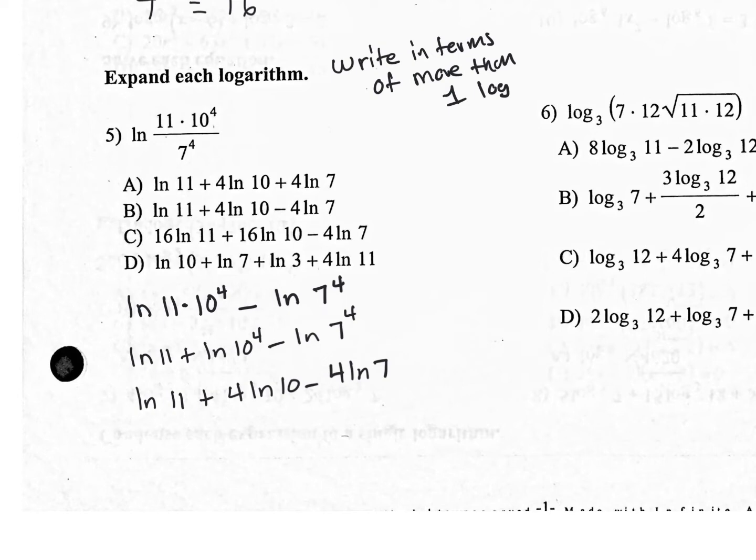Okay, so the answer will be the natural log of 11 plus 4 times the natural log of 10 minus 4 times the natural log of 7. So your answer is B.